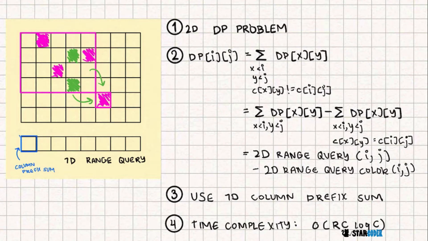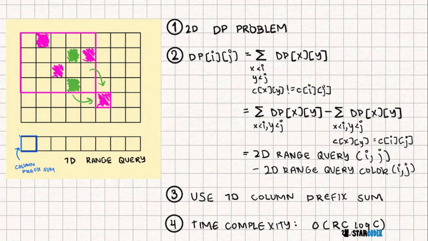When we create our 2D DP, we're going to assign it as dp[i][j], where dp[i][j] is equal to the sum of all of the ways to go from dp[x][y] to dp[i][j], granted that ij and xy follow all of the conditions. That would be x is less than i, y is less than j, and the color of xy is not equal to the color of ij.